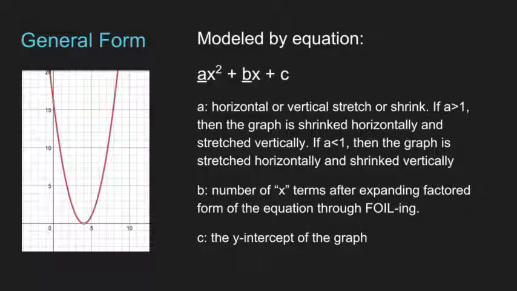General form, the graph is modeled by the equation ax squared plus bx plus c equals y. A is the horizontal or vertical stretch or shrink. If a is greater than 1, then the graph is shrunk horizontally and stretched vertically. If a is greater than 1, then the graph is stretched horizontally and shrunk vertically. B is equal to the number of x terms after expanding the factored form of the equation through FOILing, which you may have learned earlier on. C is the y-intercept of the graph.